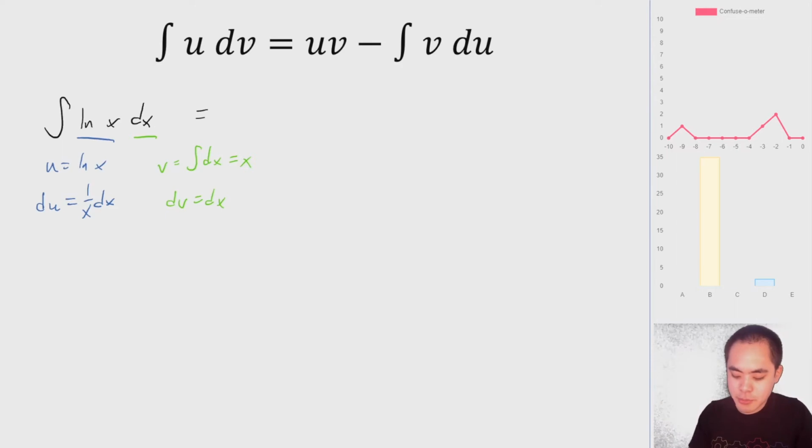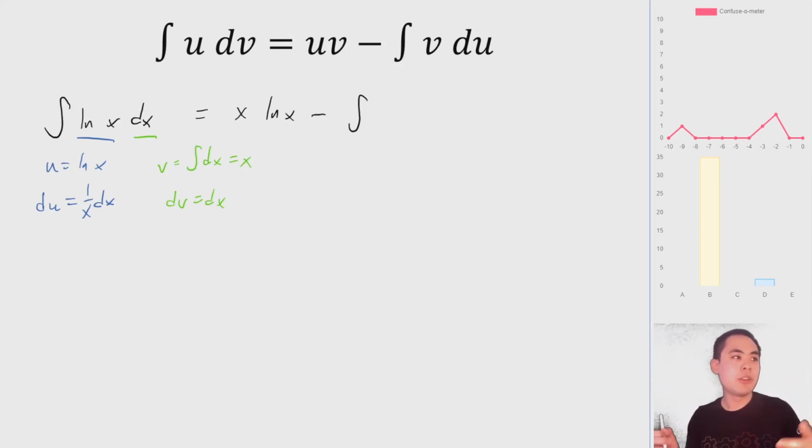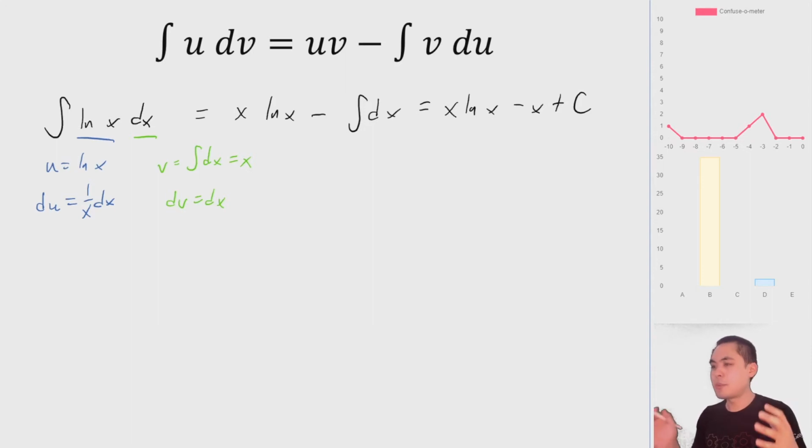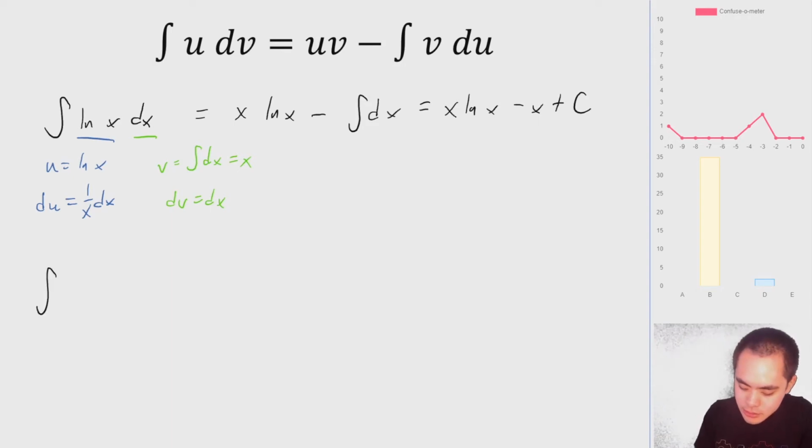So by using integration by parts, you get that this is going to be uv, which is just going to be x ln of x, minus the integral of v du, which is going to be x times du, which is 1 over x dx. So that's just dx again. So this is equal to x ln of x minus x plus c. So note that what's important here is that ln of x is easy to take a derivative of, and dx is easy to take an integral of. And we'll see that again here on the next one.